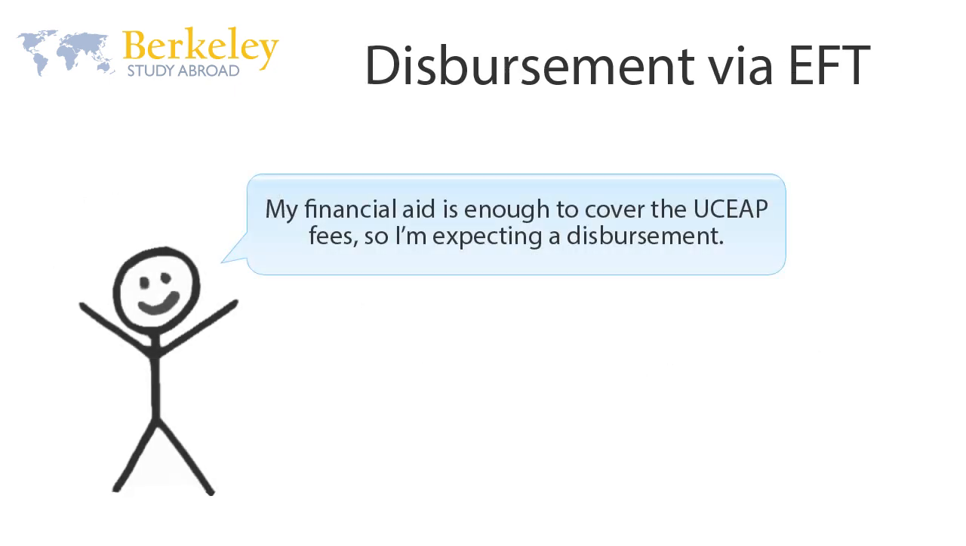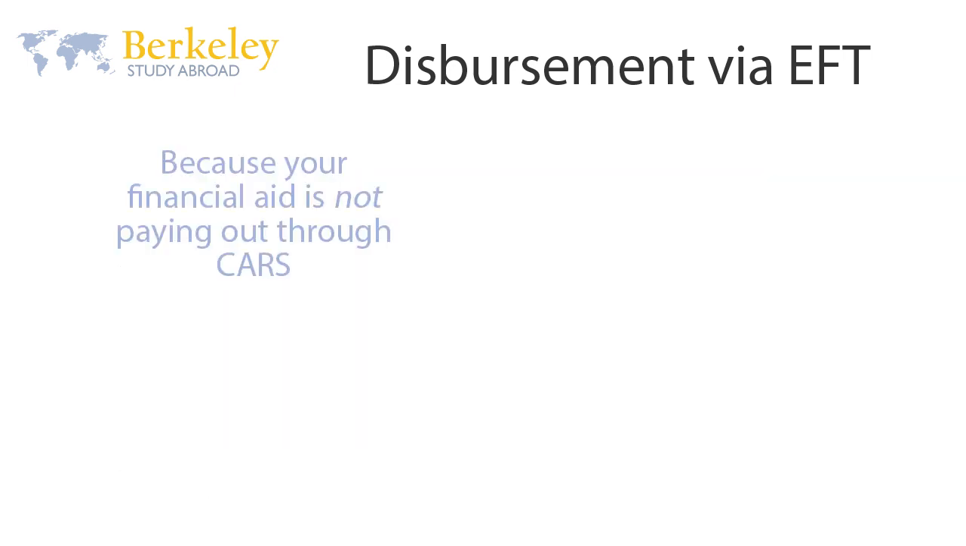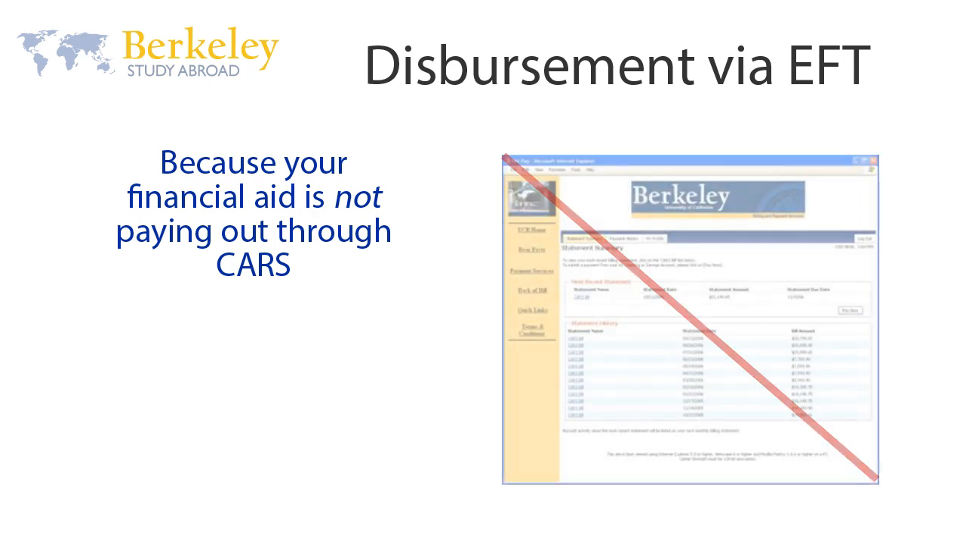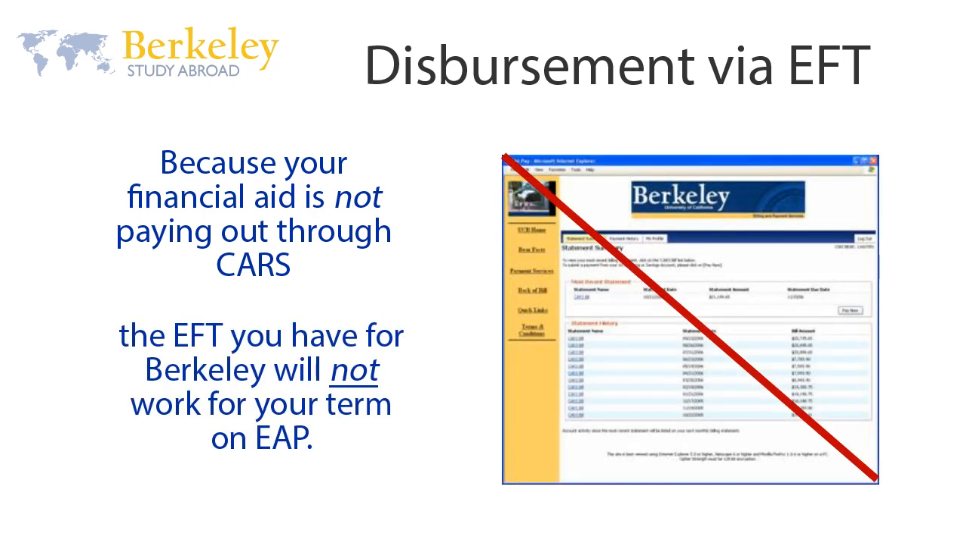My financial aid is enough to cover the UCEAP fees, so I'm expecting a disbursement. I have an electronic funds transfer set up for my Berkeley financial aid, so will the money go to my bank account like usual? No, because your financial aid is not paying out through CARS, the EFT you have for Berkeley will not work for your term on EAP.